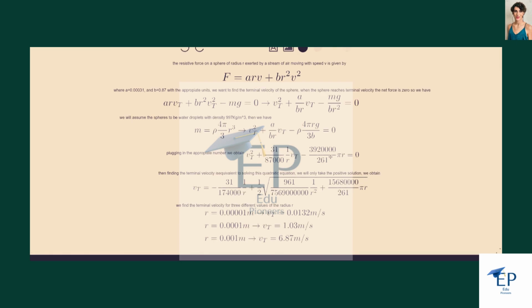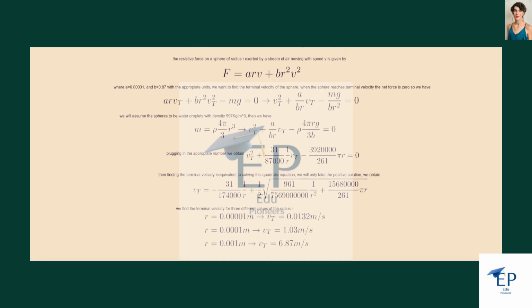Now, for this problem, we are told there are some objects, spheres of radius r, that are falling through a stream of air that moves at a certain speed. And we're told that the resistive force has this shape: a term that depends on the radius times the velocity in a linear way, and a quadratic term that goes like the radius squared times the velocity squared. We're given some values for a and b, assuming they're appropriate MKS units.